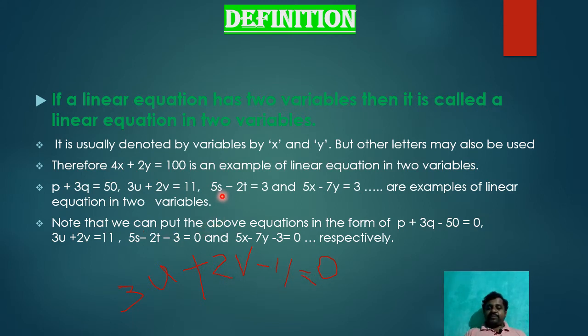Next one, 5s minus 2t is equal to 3. This can be written as 5s minus 2t minus 3 is equal to 0. This is plus 3, and if we move it to the LHS, it can be written as minus 3. Now let us move to the next equation. 5x minus 7y is equal to 3. On the RHS we have plus 3. If we transpose it to the left side, 5x minus 7y minus 3 is equal to 0. These are all general forms of linear equations.